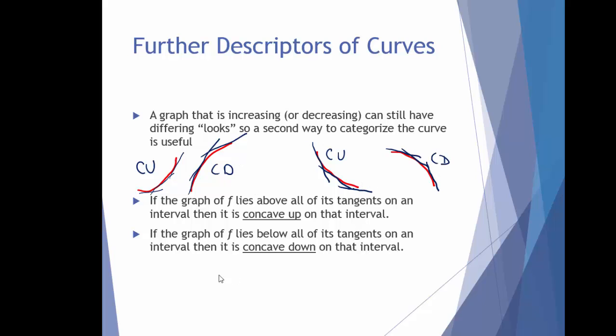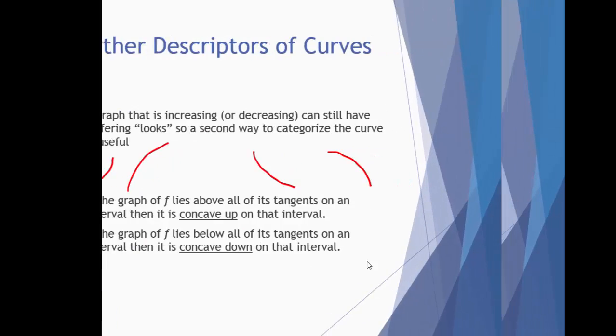So another way to describe this would be if you were looking at a graph and it were, let's say, raining from above. If that rain were actually going to pool into your graph, it's considered concave up. If it were raining and it would hit your graph and then slide off, that's considered concave down. So if it holds water, it's concave up. If the water will slide off, it's concave down.